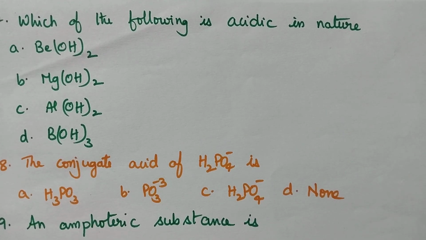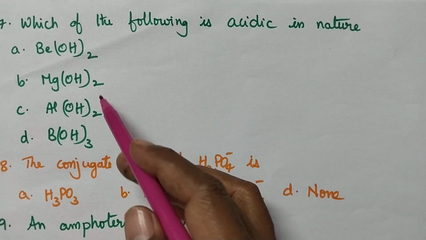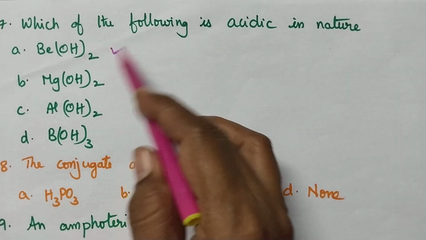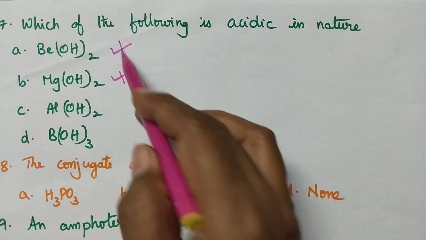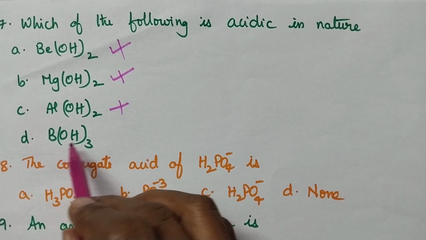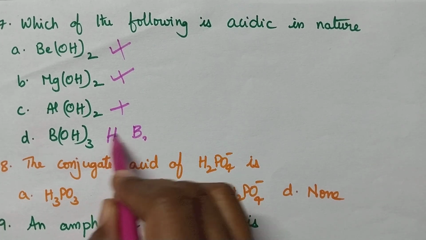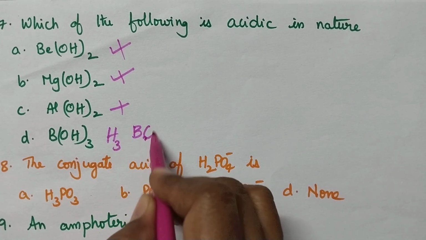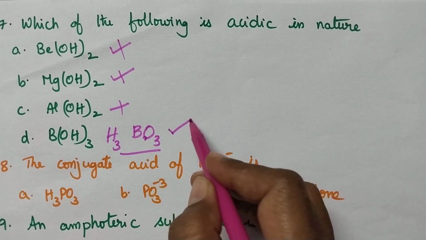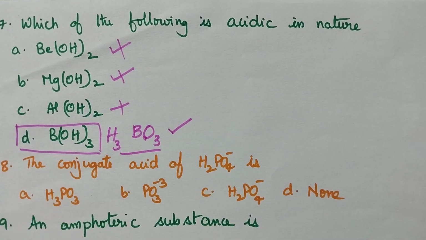Which of the following is acidic in nature? When you carefully observe the given options, all these are hydroxides of the metals. So they are generally basic in nature. When you move to the last option, that is B(OH)3, it can be written as H3BO3. So it is called boric acid, and it is acidic in nature. So option D is the right answer.